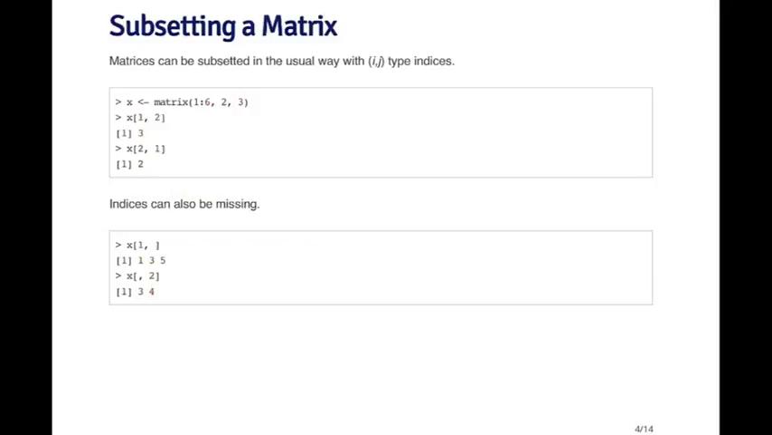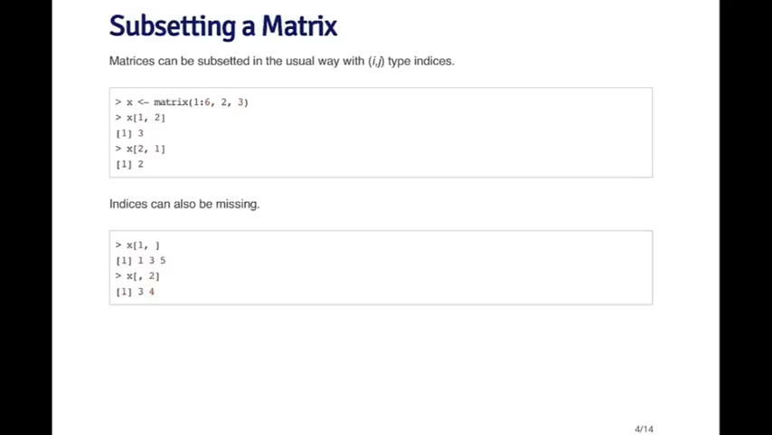Matrices can be subsetted in the way that you would expect. The first index is going to be the row index, and the second index is going to be the column index. And we can use numbers for this too. So for example, if x is a 2 by 3 matrix with the numbers 1 through 6 in it, and I take x bracket 1, 2, that gives me the first row, second column, and so that's going to be the number 3. And then the second row, first column is going to be the number 2.